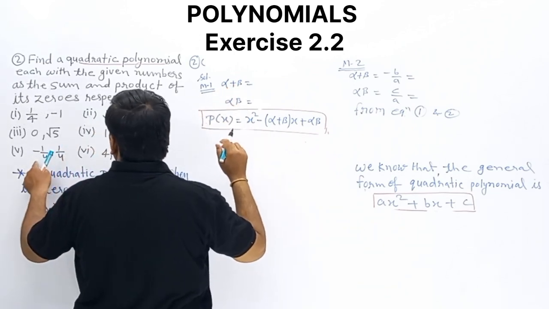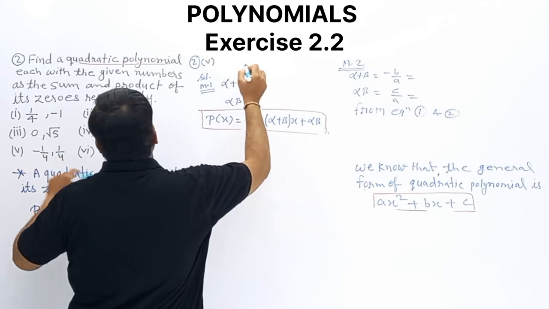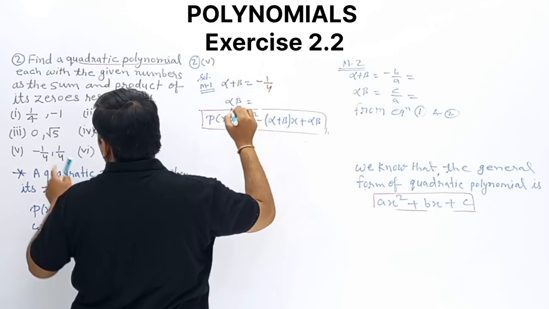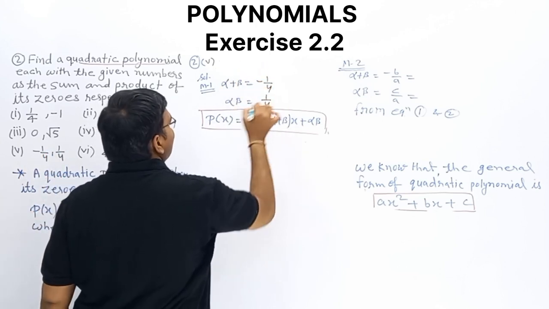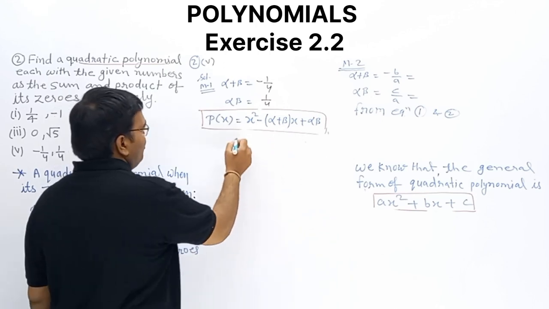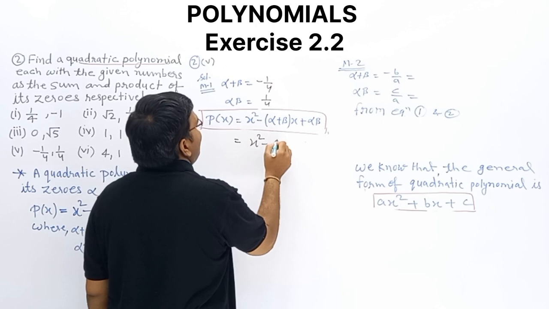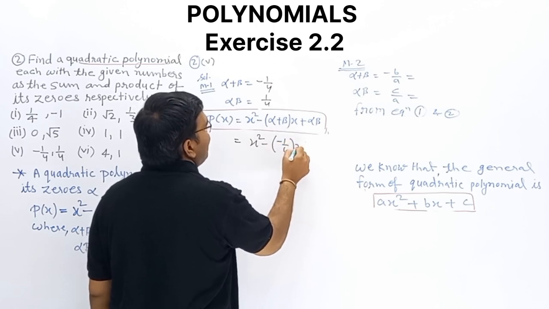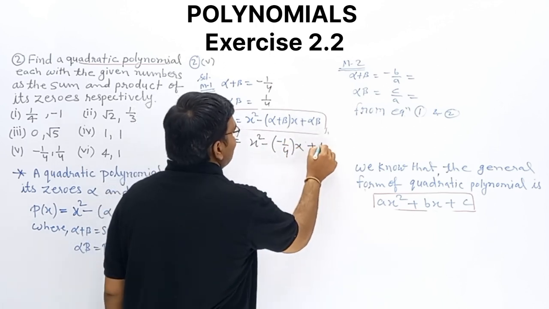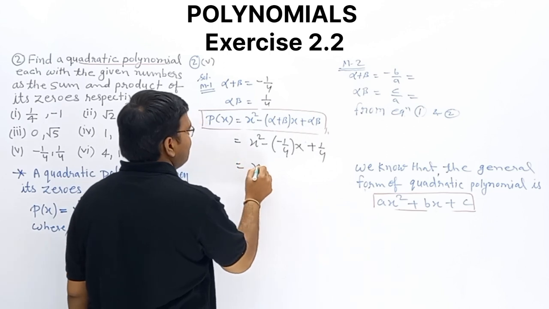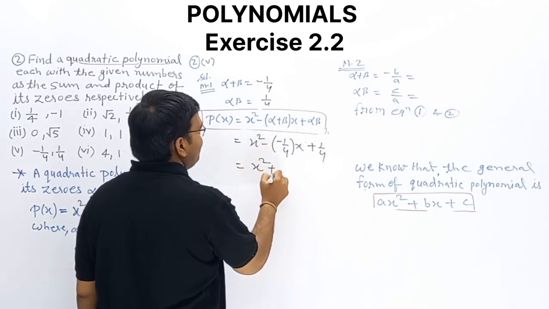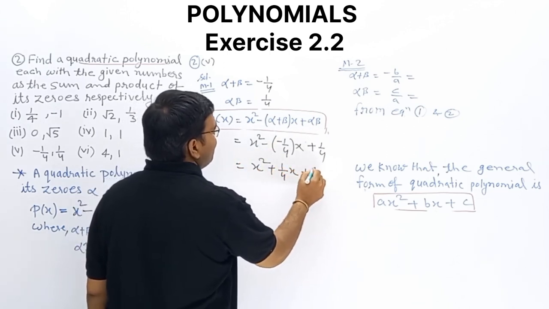Alpha plus beta is what? Minus 1 by 4, and alpha into beta is what? 1 by 4. So put these values in the given formula. X square minus 1 by 4 times of x plus 1 by 4. Solve this one. X square minus into minus plus 1 by 4x plus 1 by 4.